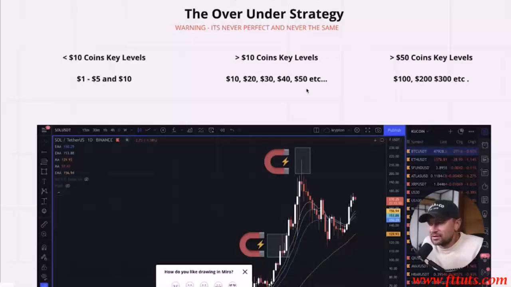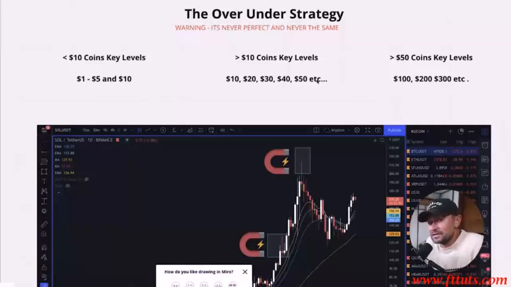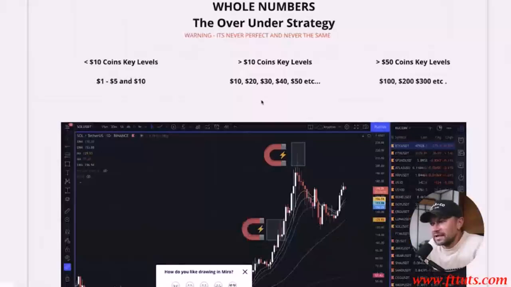Coins over $10, significant levels are going to be 10, 20, 30, 40, and 50. Coins over $50, more like 100, 200, 300, right? So the higher you go, the bigger the whole number intervals of 10, or even intervals of hundreds, it's going to get. Over $100, 127 isn't going to be significant. Maybe 150 would be a lot more significant because it's an interval of 50, a little bit more even number where people might have a psychological barrier.